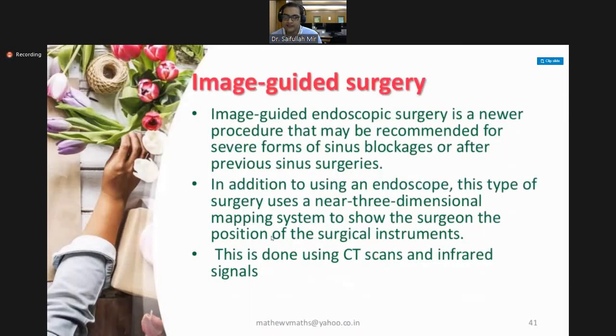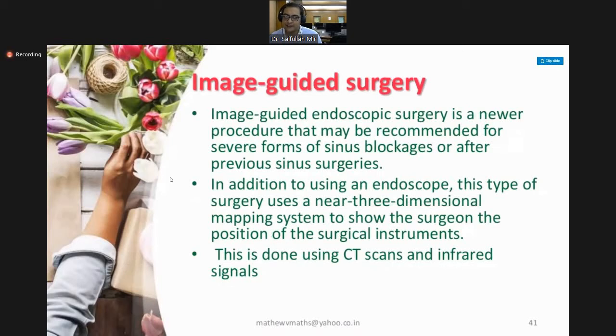The latest things are image-guided surgeries. Image guidance is used for trainees. It's a very good training because of the proximity of the eyes and the brain. For aspiring ENT surgeons, we use image guidance to train them in endoscopic sinus surgery.